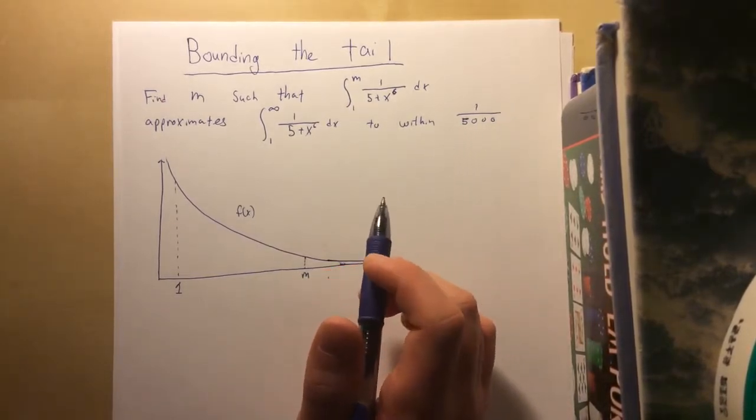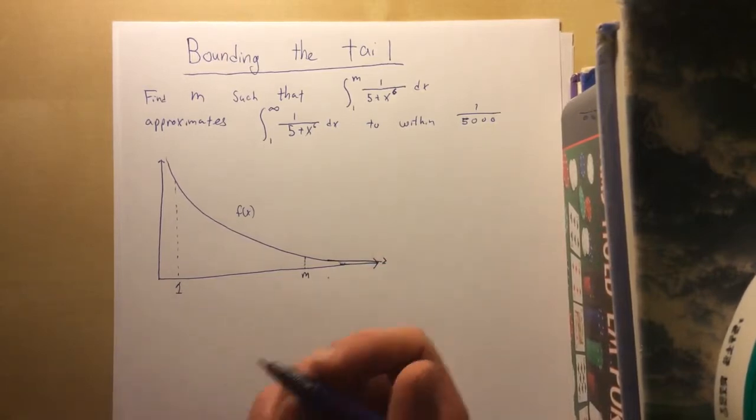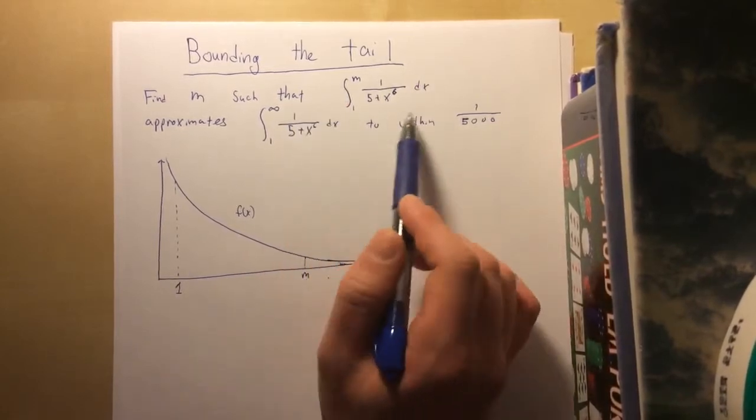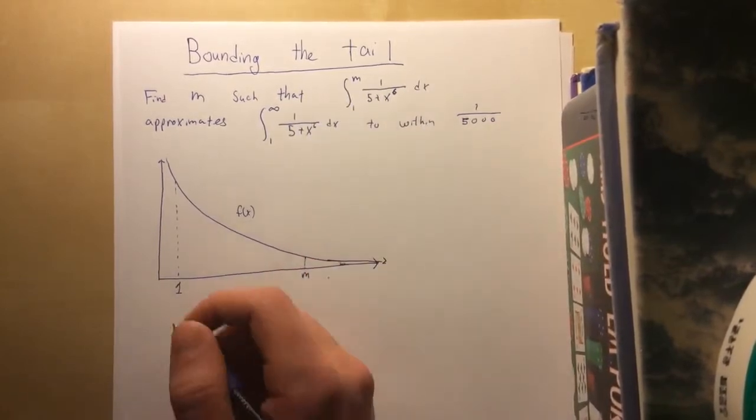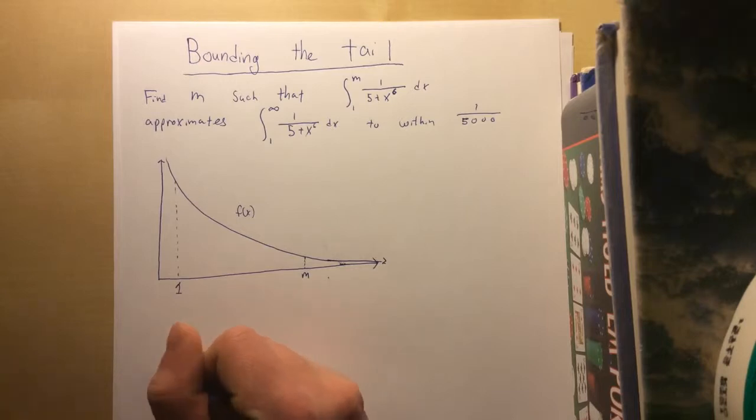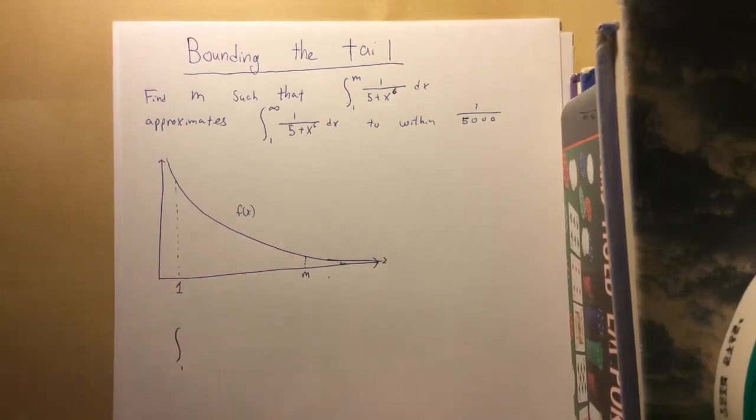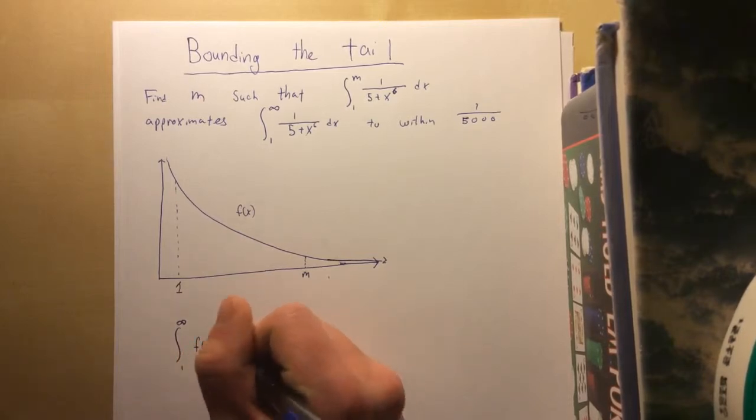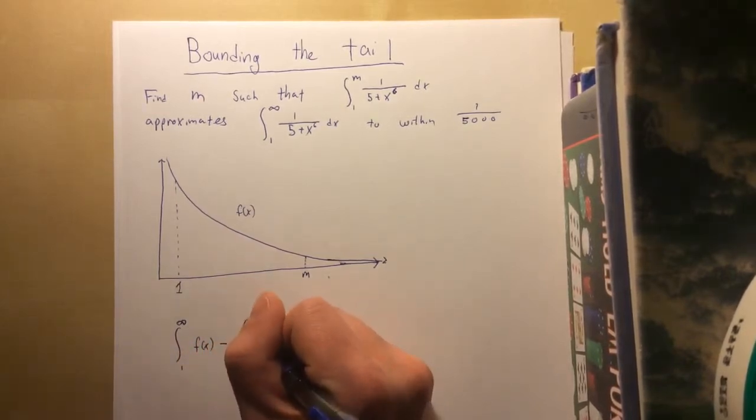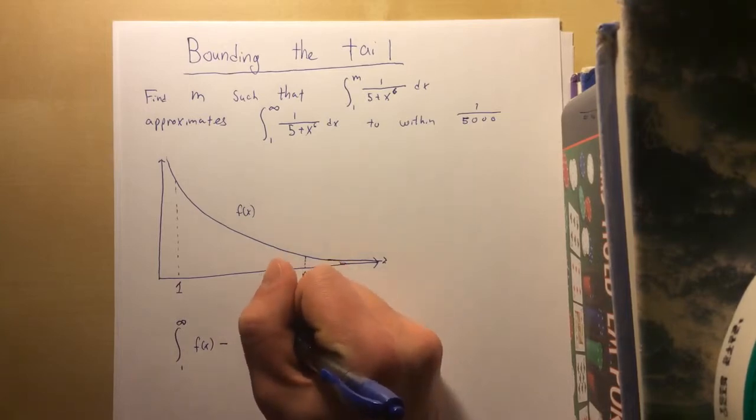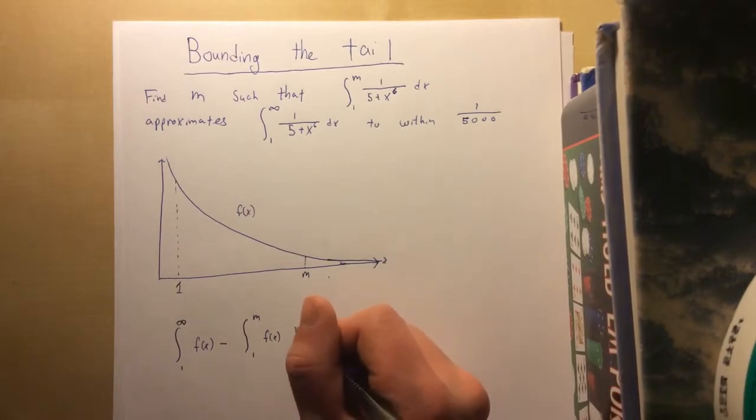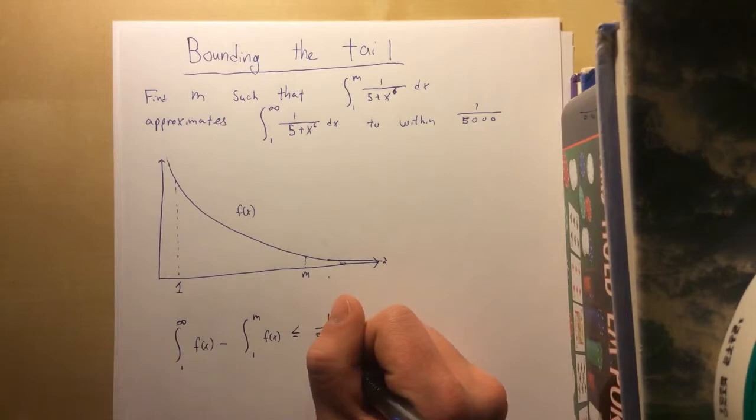And our error, we can write that as the actual infinite integral minus our approximate. So our error would be the integral from 1 to infinity of f of x, and we're subtracting our approximation of f of x, which is just from 1 to m, and we want that to be less than or equal to 1 over 5,000.